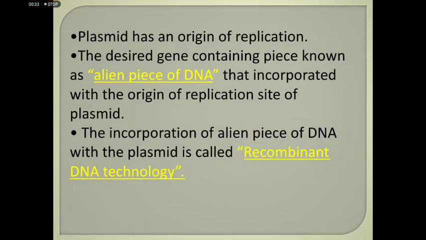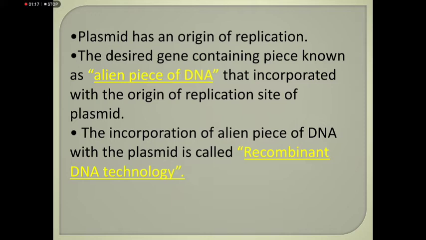Plasmid has an origin of replication. The desired gene containing piece is known as the alien piece of DNA. Alien means other than the common, normal one. That is incorporated at the origin of replication site of the plasmid. That means we can include this alien piece of DNA with the origin of replication. The incorporation of an alien piece of DNA within the plasmid is called recombinant DNA technology. That means a recombination has taken place.